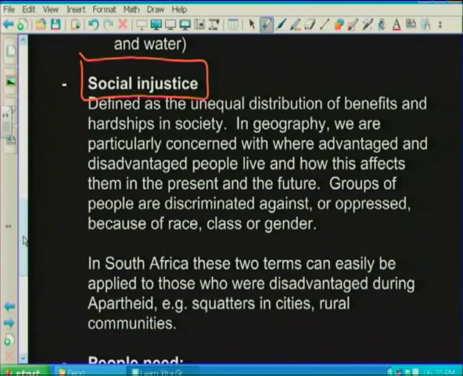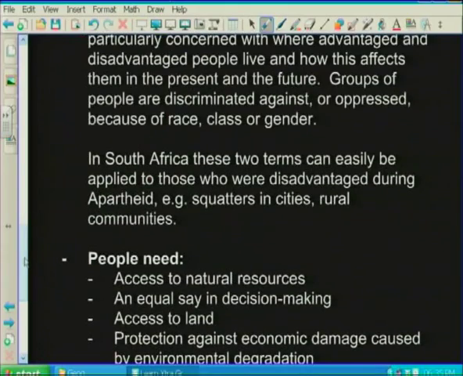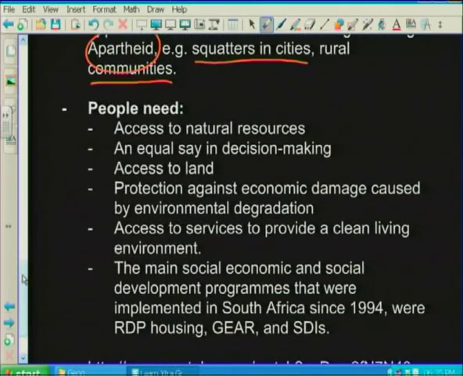And we talk about things like the effects of apartheid and the sort of injustices of squatter camps and informal settlements, the lack of amenities and services in rural communities, and all those sorts of aspects. And if you look at this list here, people should have the right to access natural resources, having an equal say in decision making and power sharing, local governance, access to land, the protection against economic damage, or the environmental health and safety and well-being. All of these issues here, which are part of things like the RDP and the GEAR and the SDIs that we've just been speaking about, you have to know about as well.